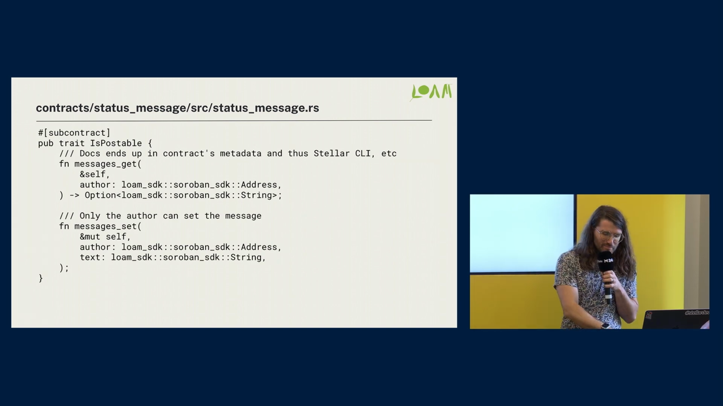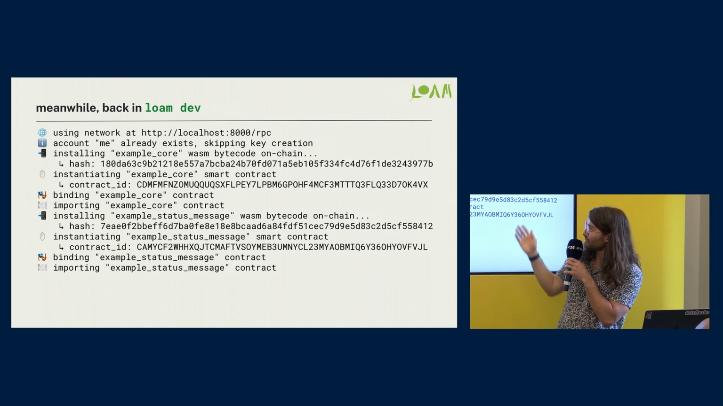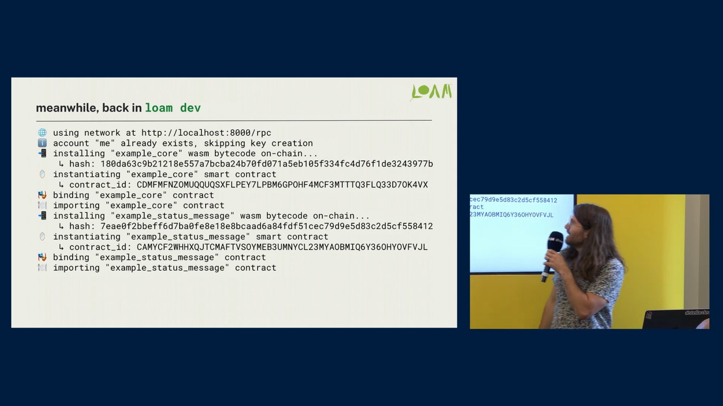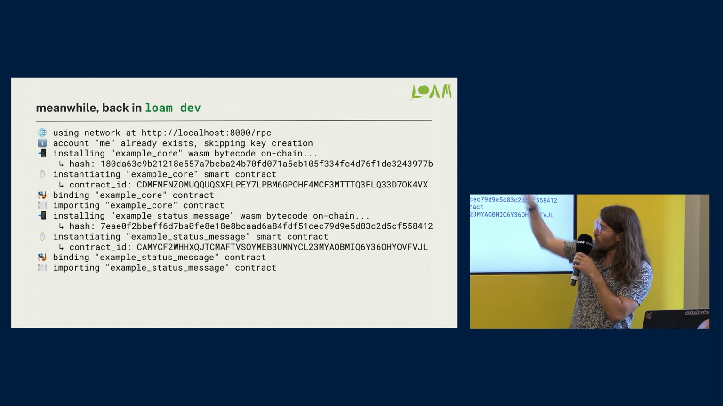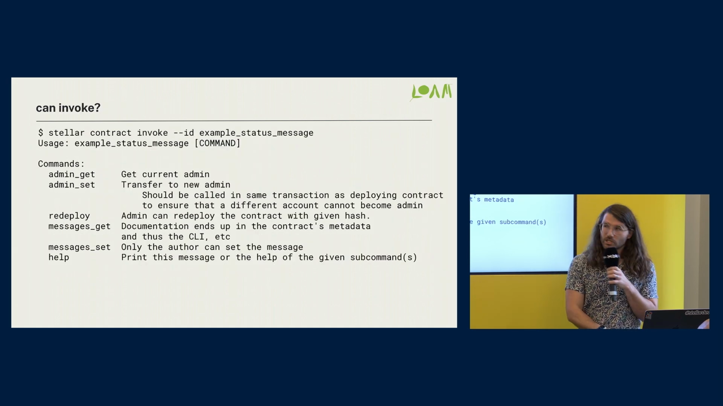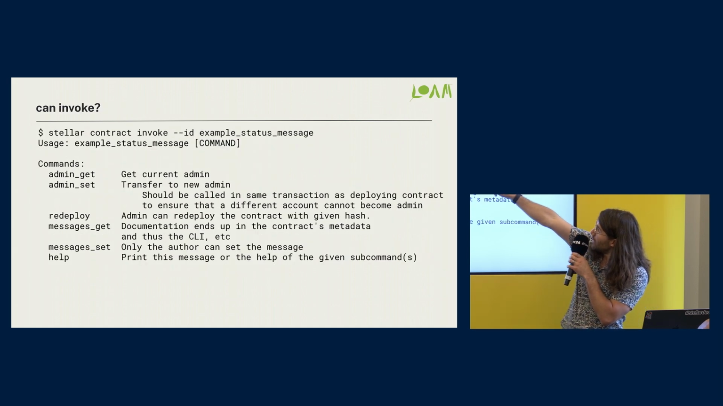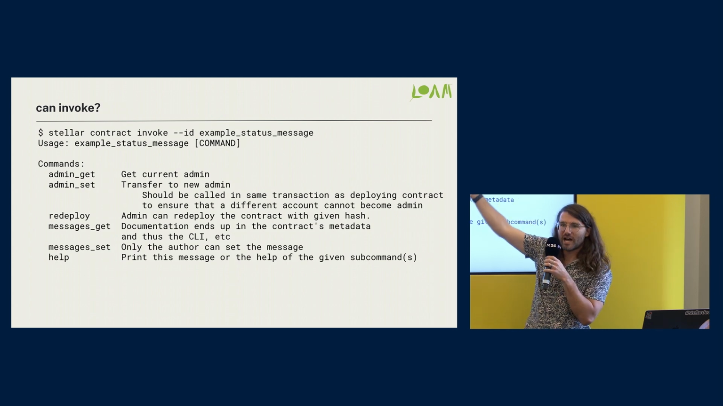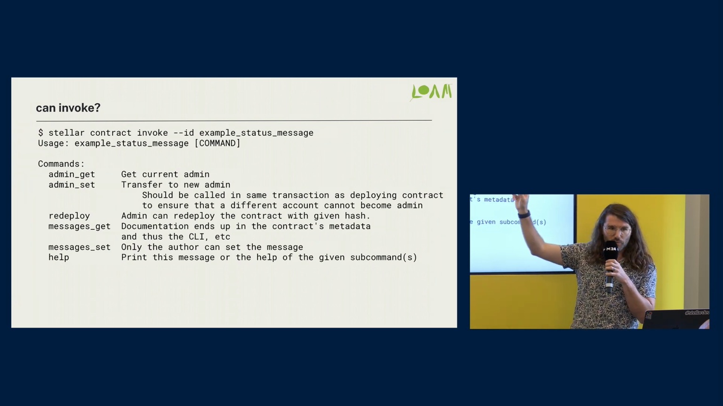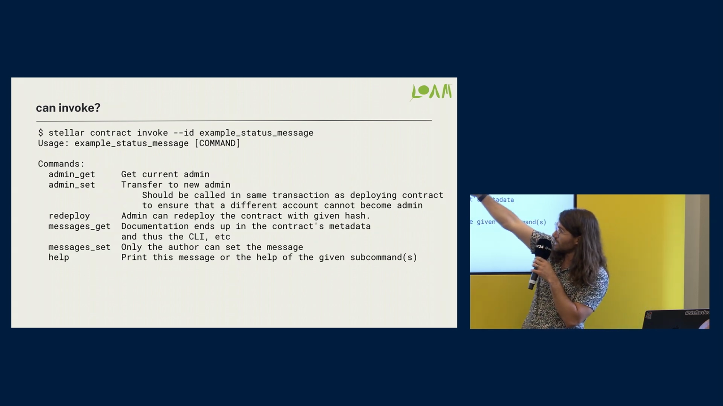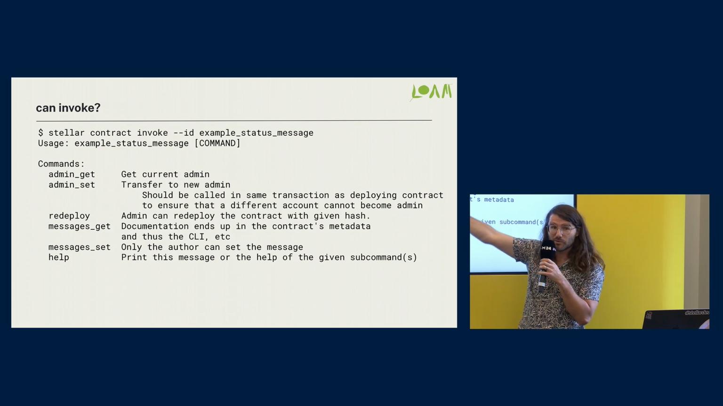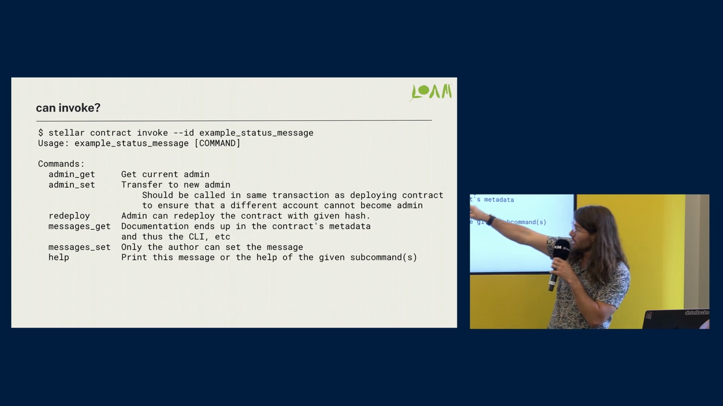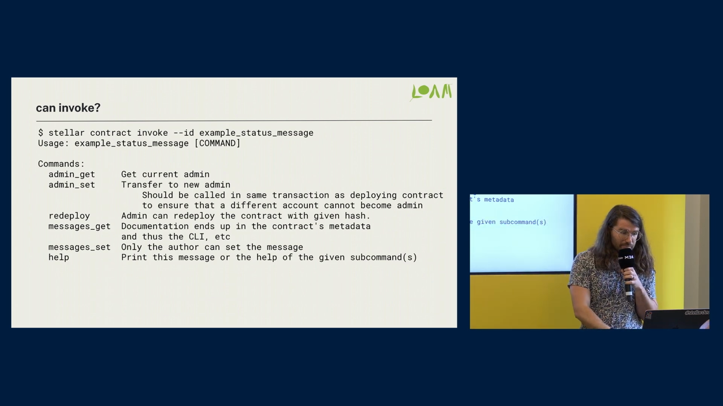Let's go back to loam dev. It finished up and got our contracts deployed to our local network. So we can now call our contracts using stellar contract invoke --id example-status-message, and we see that it defines all 5 of those methods, combining both subcontracts. So we've got admin_get, admin_set, redeploy. Redeploy, by the way, helps you upgrade your smart contracts. Messages_get and messages_set.